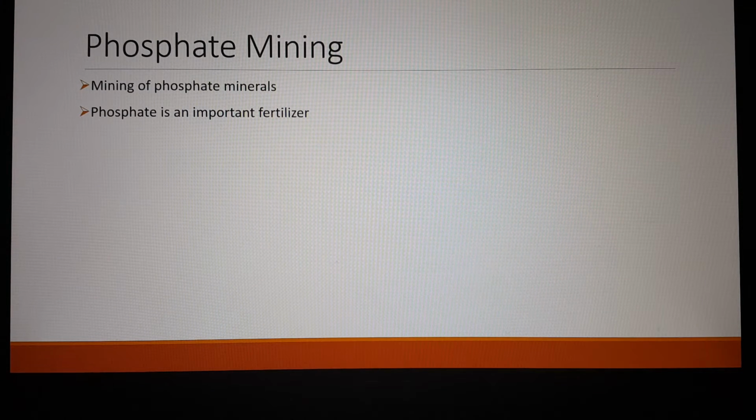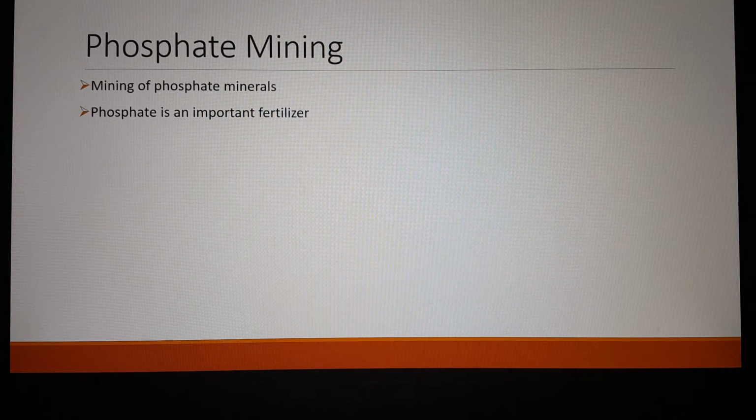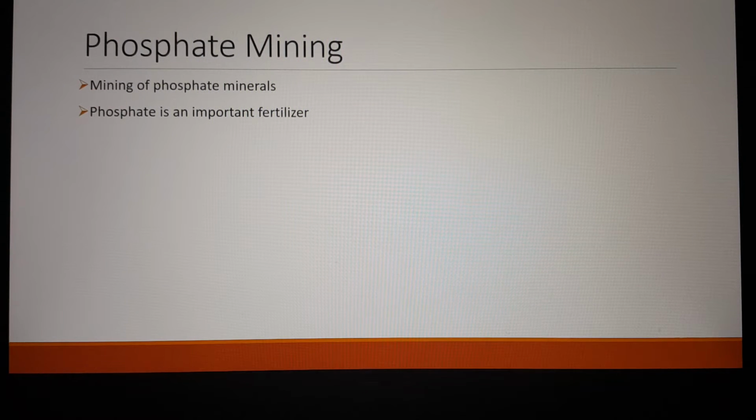Alright, so starting off with phosphate mining. Phosphate mining is quite obviously the mining of phosphates. So why do we do this? Well, pretty much the major reason is phosphate is a very important fertilizer. It's a very important food source for many plants. It's extremely important in converting the sun's energy into food for these plants.